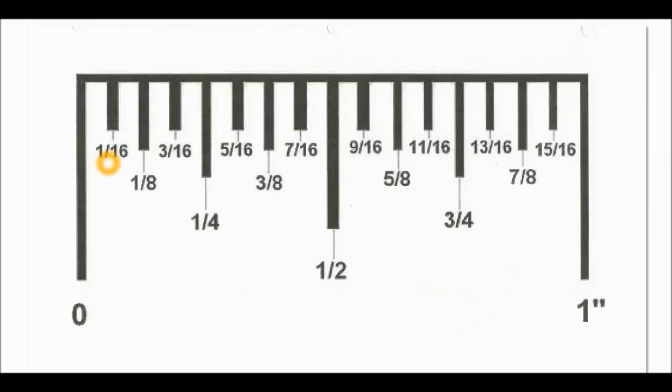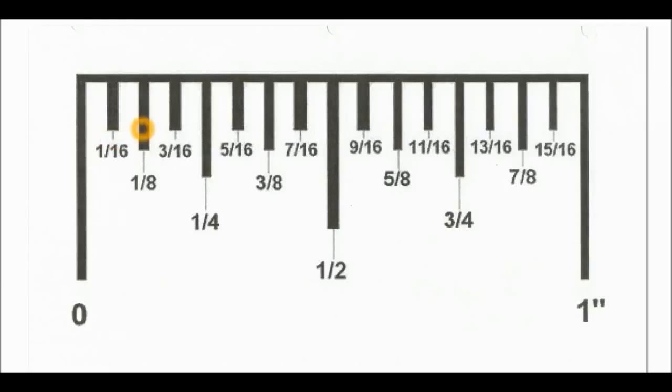So let's try to figure out how to read this tape measure. Your shorter lines are always going to be 16ths. There are 8 short lines within a 1-inch space. If you look here, you'll see all of your shorter lines: 1/16, 3/16, 5/16, 7/16, 9/16, 11/16, 13/16, and 15/16. Those are always going to be your shorter lines. Your 16ths are your shorter lines.